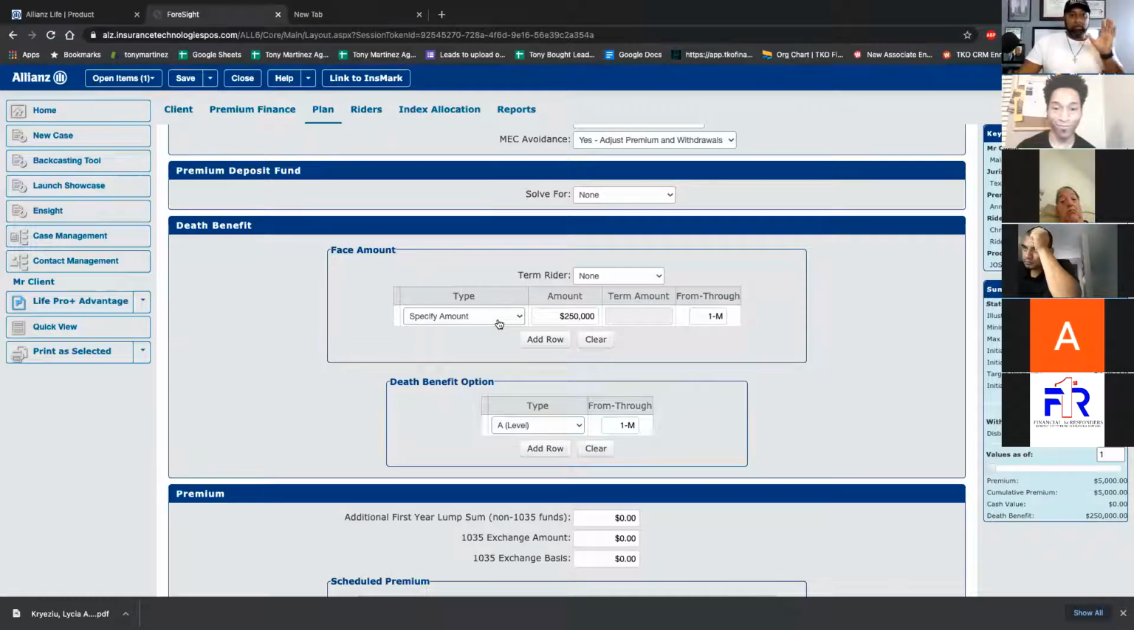Remember, target determines the size of the insurance. The greater the target, the greater the insurance. The lower the target, the lower the insurance. So right now at 250,000, the target is 2397. So what do I need to do to increase that target? Anybody?